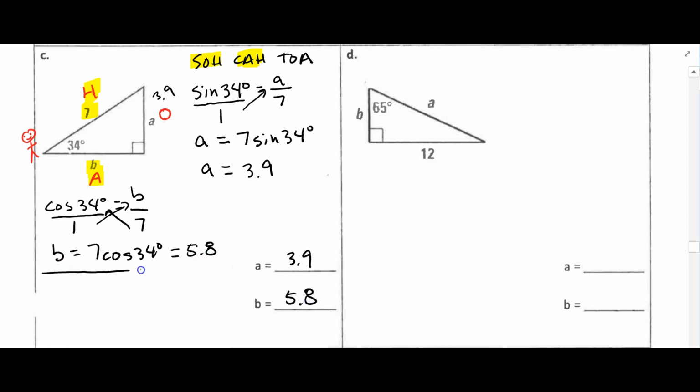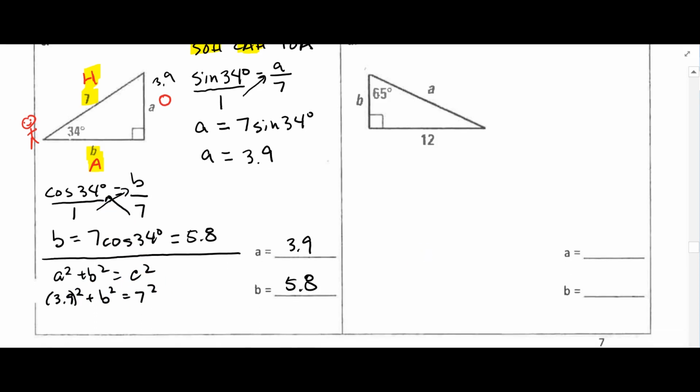Now, if you prefer and you want to use the Pythagorean theorem after the first step, you can. So we would have A squared plus B squared is equal to C squared. And I figured out that A was 3.9 squared. We're looking for B squared, and C was 7, so that's 7 squared. So I get 15.21 plus B squared is equal to 49. So we'll subtract 15.21 from both sides, so I get B squared is 33.79, and then we'll take the square root of both sides to get B is still 5.8.